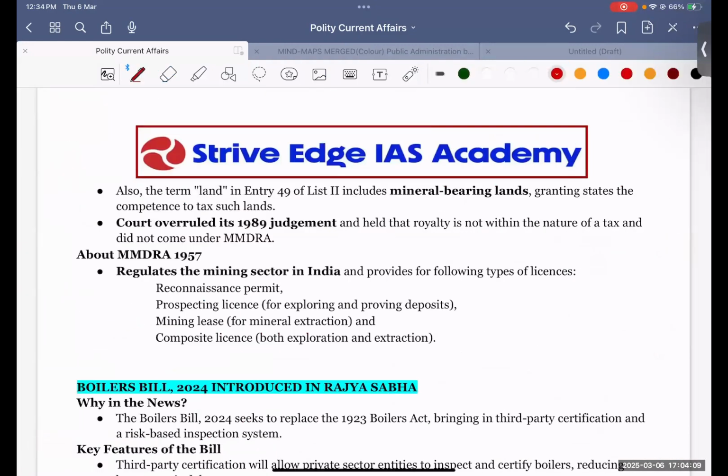And also they have mentioned that the term land in entry 49 of list 2 includes mineral bearing lands, granting the states the competence to tax such lands. The court overruled its 1989 judgment that held that royalty is not within the nature of a tax and did not come under MMRDA. So what is MMRDA? MMRDA regulates the mining sector in India, and it provides for the following type of licenses. So these kinds of licenses are given under MMRDA.